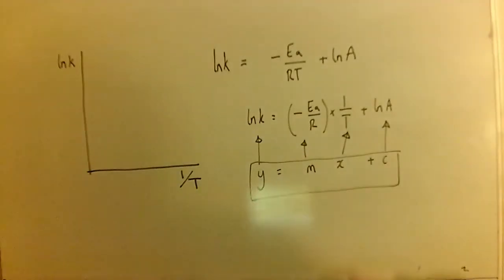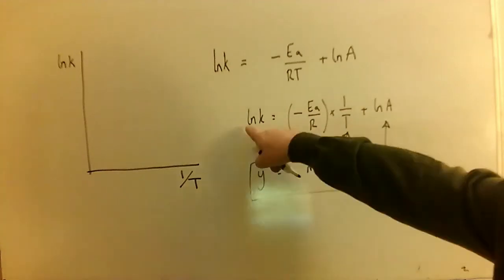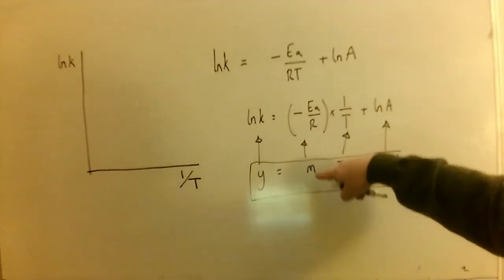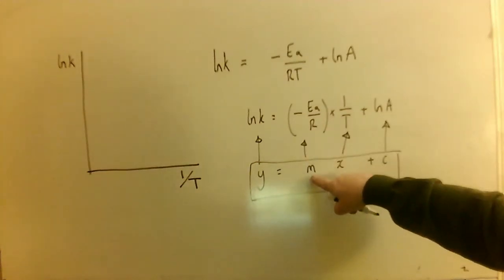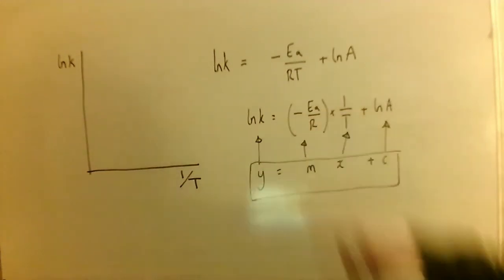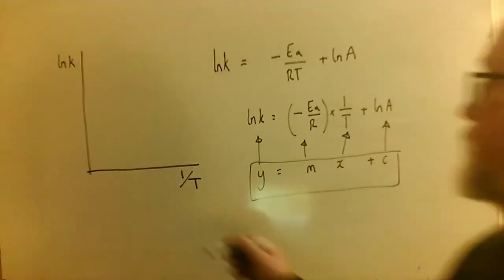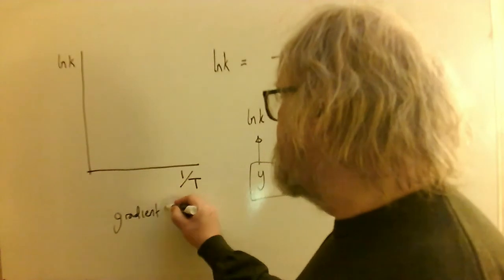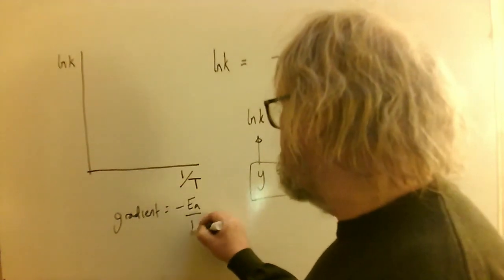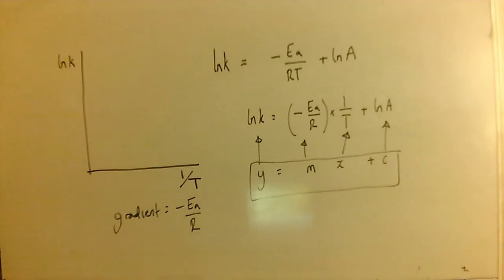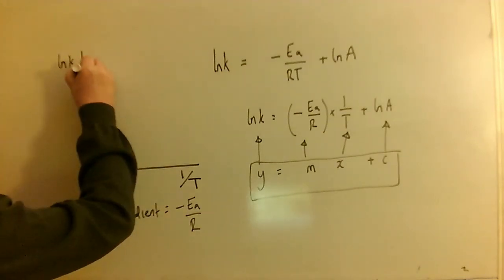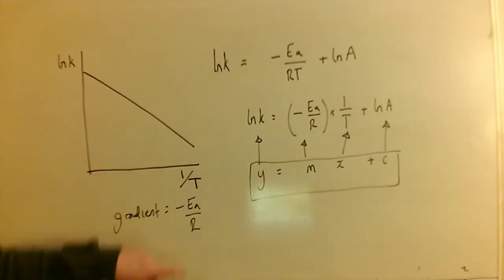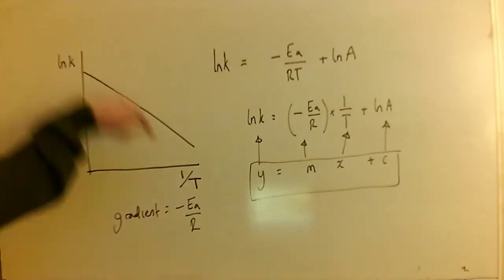So what that tells you is that if you plot y against x, in other words log k against 1 over T, you'll get a straight line. And what you hope to remember is that m is the gradient, and therefore the gradient of this graph will be minus Ea over R, and that's the key to the question. So when you get a graph like this, it has a negative gradient because Ea and R are both positive numbers, so minus Ea over R will be a negative number.